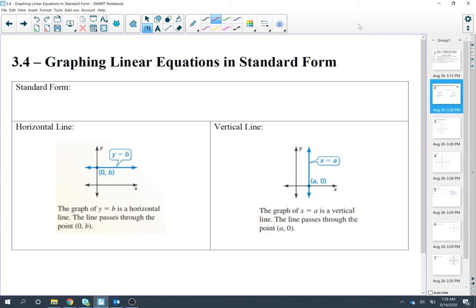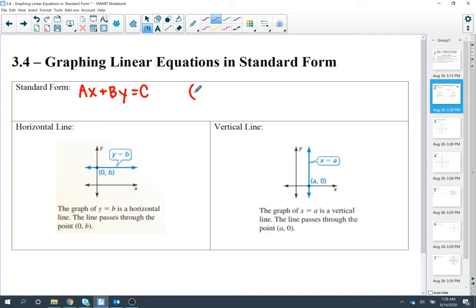3.4, Graphing Linear Equations in Standard Form. Standard form. We've talked about a linear equation. We know that it creates a line when you graph it. So the first thing we're going to look at is what standard form looks like. Standard form of a linear equation is ax plus by equals c.